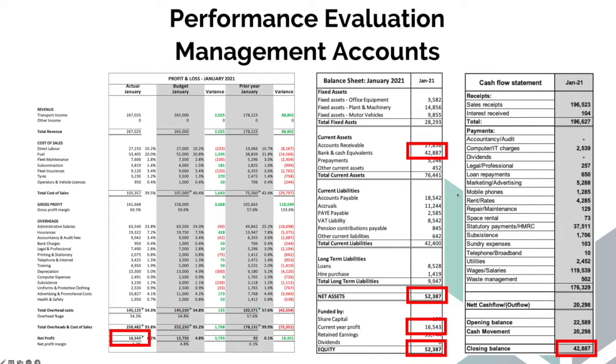And if this number was anything other than 42,887, then your net assets would not be 52,387, because this number here is all your assets minus all your liabilities. So we've proved both sides of the accounting equation. And again, these are not at this stage proven, but what we have proved is that everything balances. And that is the first step.